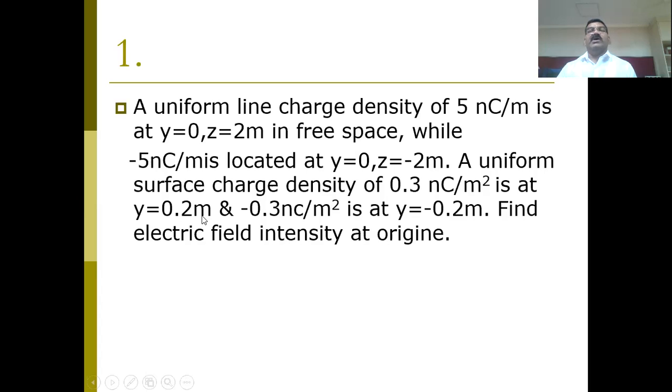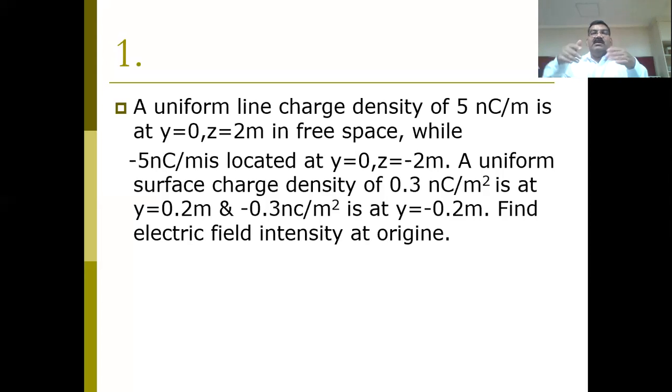So at y equals 0.2 is the location. Again, y equals -0.2. So they are symmetric: y equals plus 0.2, y equals -0.2. Again the charge is 0.3 nanocoulomb per meter square, and this is -0.3 nanocoulomb. So this is along the y-axis, with symmetric parallel charges.